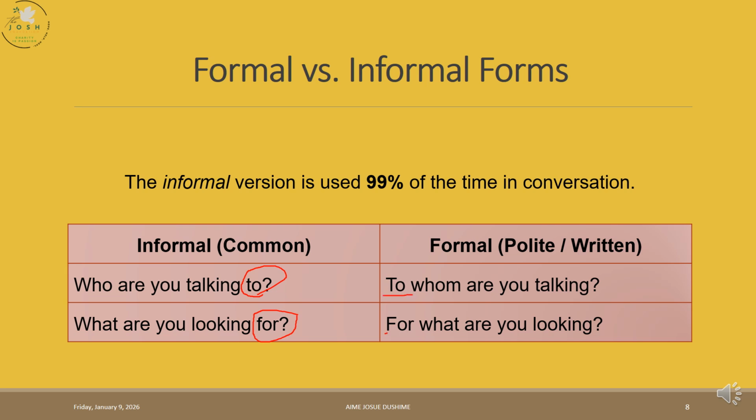When I say, who are you talking to, and to whom are you talking? They are the same. Who are you talking to and to whom are you talking? They are the same. What are you looking for and for what are you looking? They are the same meaning, but 99% in common spoken English, we like to use the informal structure. And when it is polite or written, we use this formal structure beginning with a preposition.